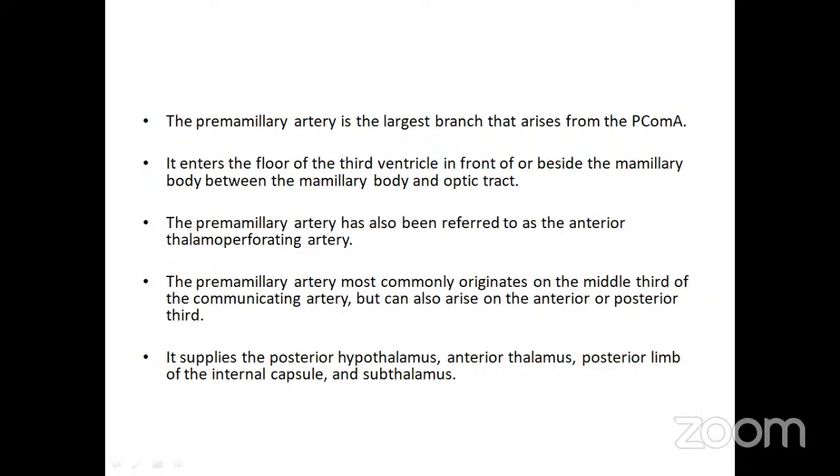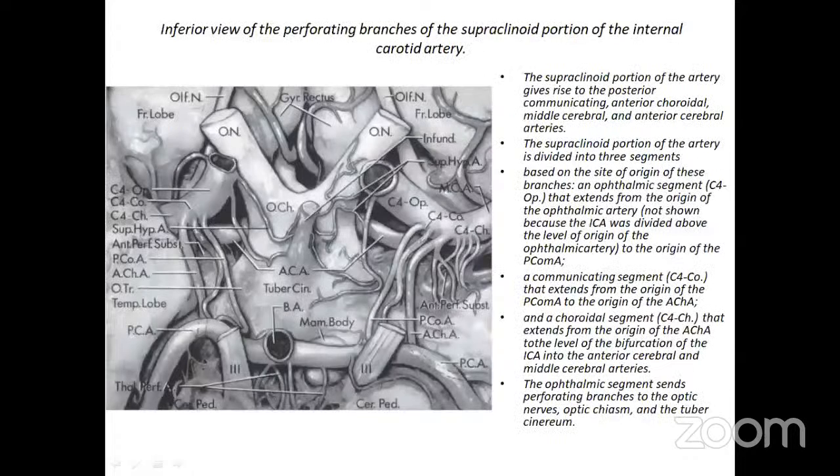The image that we saw initially, a branch that is the premammillary artery, comes through the posterior communicating artery. The premammillary artery is also known as the anterior thalamoperforating artery, and it supplies the posterior hypothalamus, anterior hypothalamus, and posterior limb of the internal capsule. Again, in this diagram, this is the inferior view of perforating branches of the supraclinoid portion of the internal carotid artery.